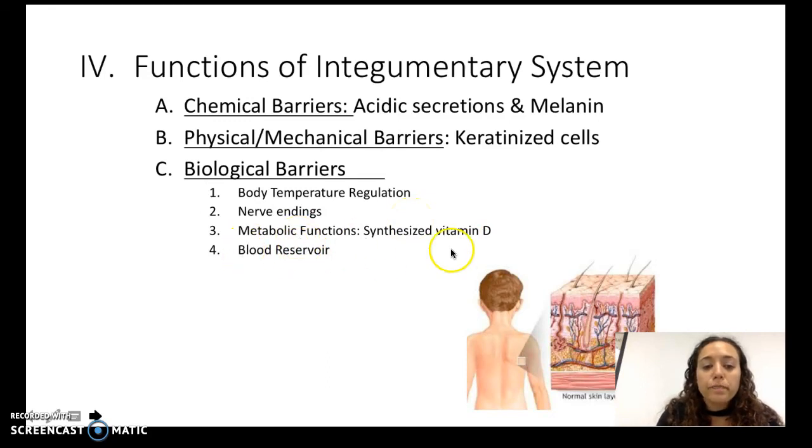It's also a blood reservoir. Okay, and that's it for now. We'll move on to bones later on.